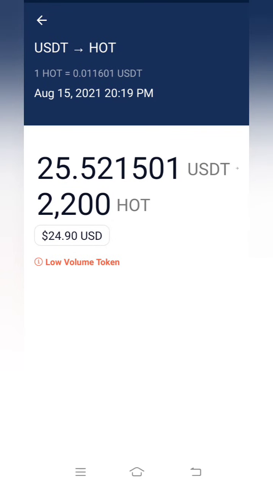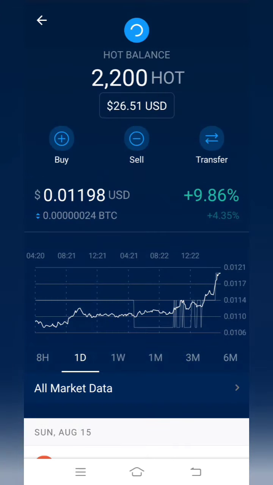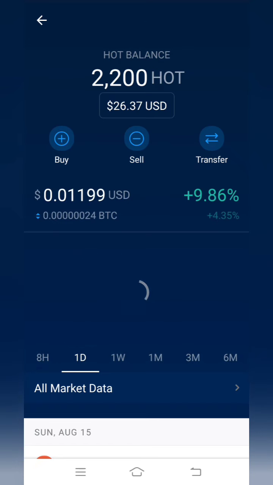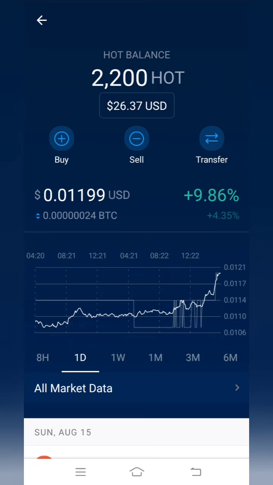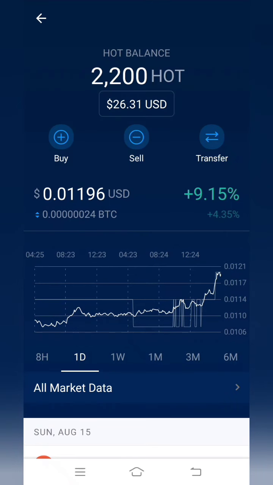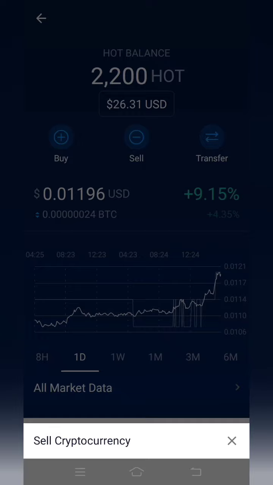Over here it displays that I bought on August 15, at 0.011601, for 24.90. But right now the value displayed is 26, almost $1 higher, because right now it is September 3, almost 10 to 15 days have passed, and there is not much variation in the price. So I decided to sell this one, at least I am getting $1. Then I plan to invest in another currency, so I am giving sell.